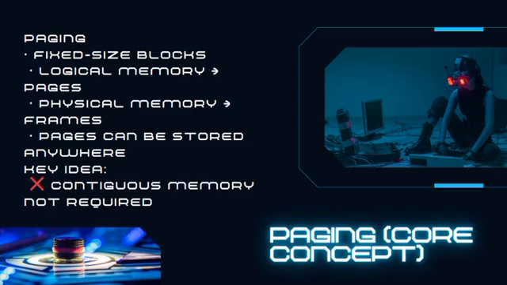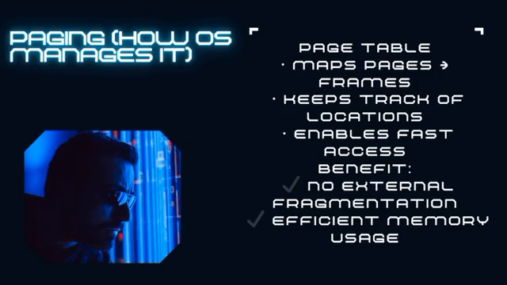Let's talk about paging first. Paging divides memory into fixed size blocks. Logical memory is divided into pages, and physical memory is divided into frames. Each page is the same size, and each frame is the same size. This is important because when memory blocks are fixed size, the operating system doesn't care where they are physically stored. A program's pages can be scattered, non-contiguous, and anywhere in RAM. The operating system keeps track using a page table.